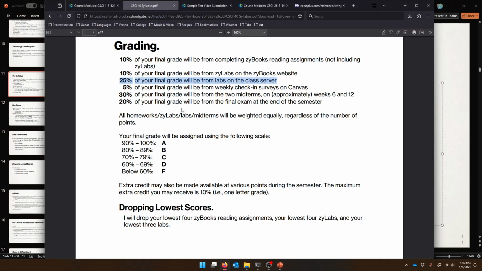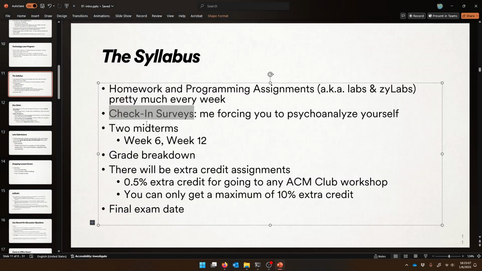Check-in surveys is an easy 5% of your grade. That's me forcing you to psychoanalyze yourself and explain and think about what you could do better on each week and stuff like that. So I promise that it's helpful. It's helpful for me to read as well. So it's a very easy 5% of your grade to fill those out.